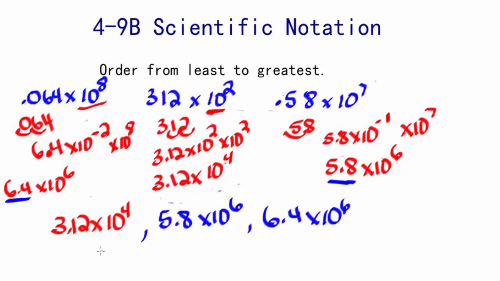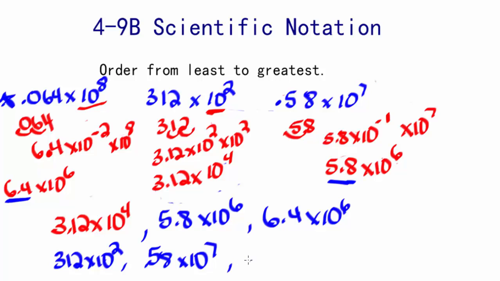Okay, so technically you should go back and rewrite which ones they went with. Okay, when it says order from least to greatest, we're talking about this first row here. Okay, so this 10 to the 4th went right here, so it's 312 times 10 squared. So yes, you have to rewrite that. 0.58 times 10 to the 7th, and then the biggest number is 0.064 times 10 to the 8th would be your biggest. So that's in order from least to greatest. You have to go back and write your original one. Okay? Let's do another example.